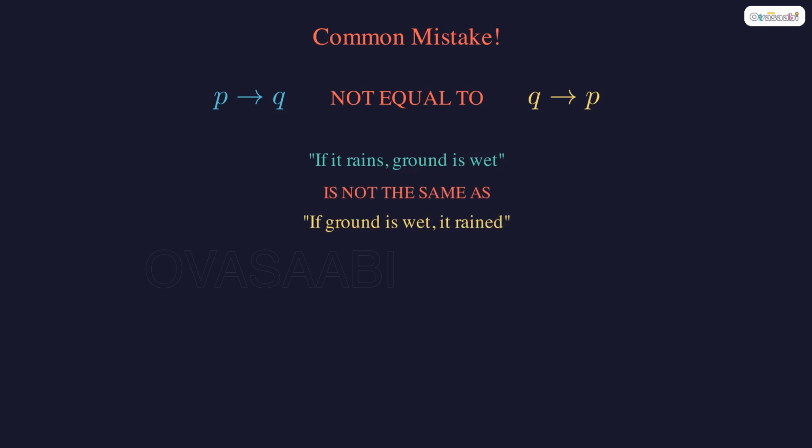Many students think P implies Q is the same as Q implies P. It is not. If it rains the ground is wet, does not mean if the ground is wet it rained.